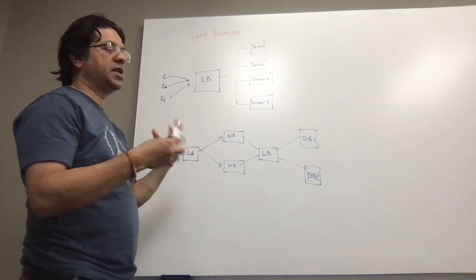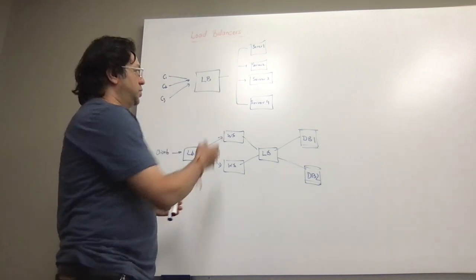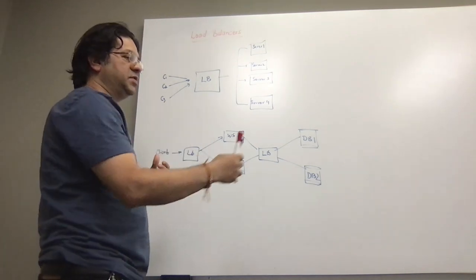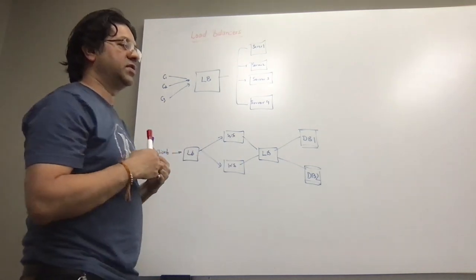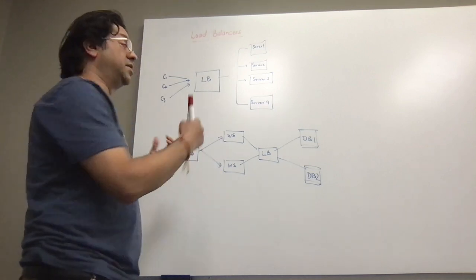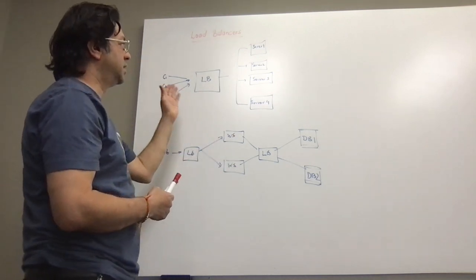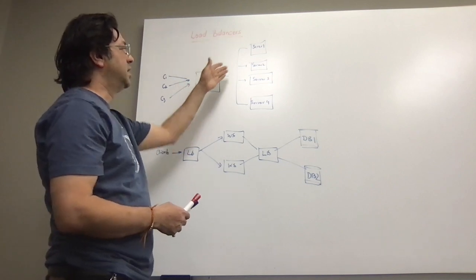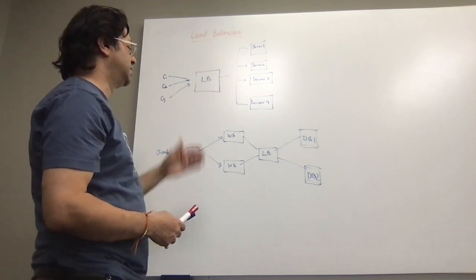There are different algorithms to route the requests. Sometimes we see which server is busy. Sometimes we see which server has a lot of connections and which has the fewest connections. So based upon the algorithm, we forward the request to the different servers.